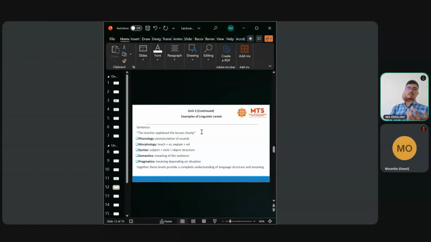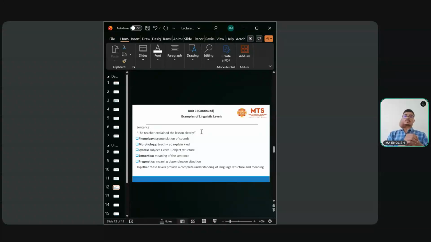At the level of morphology, we examine the internal structure of the words. Notice the word teacher. It is formed from the base word teach plus the suffix -er. This turns the verb into a noun, right? Teach is a verb; when you attach -er, it becomes a noun: a person who teaches.